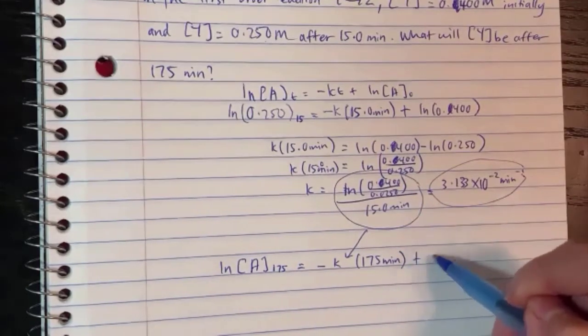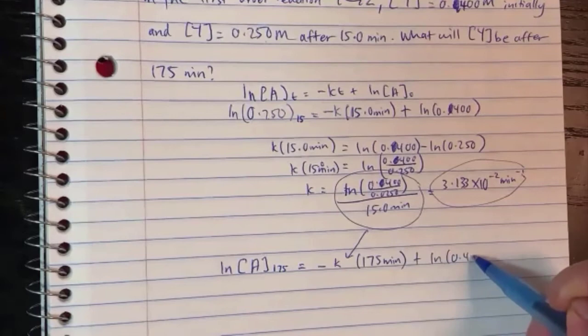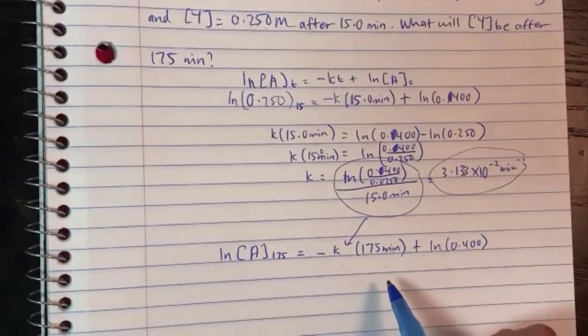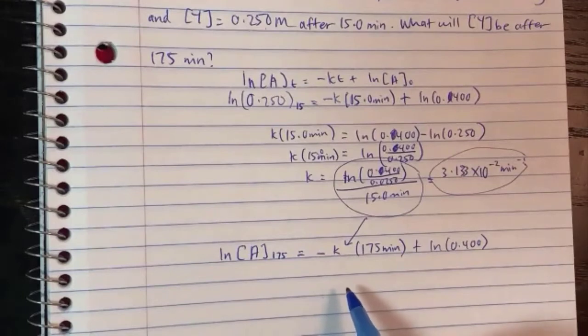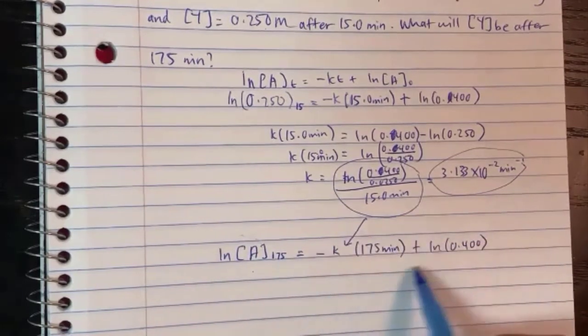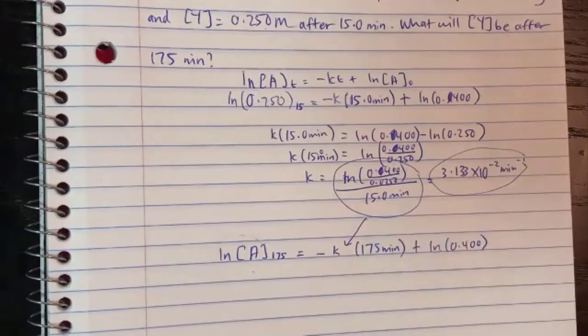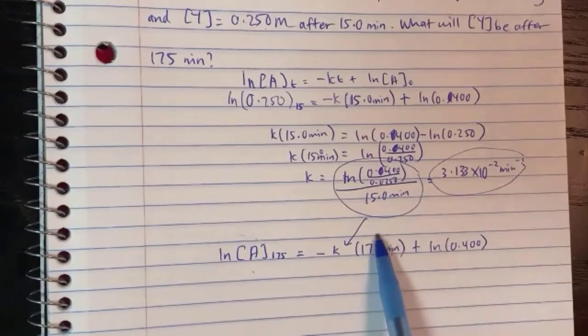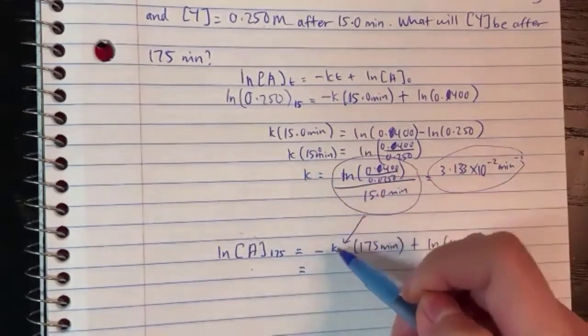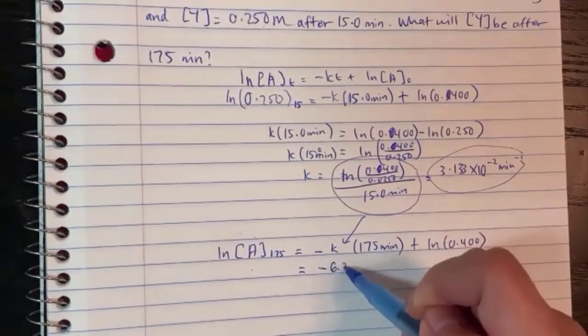175 goes in there, plus my ln 0.04. Okay, so we got that. And we are looking for this term here. So basically just plug this in and solve for it, okay? Whatever your k is, put it together with negative k times 175, and then plus ln 0.04. On this side, you should get about negative 6.39.